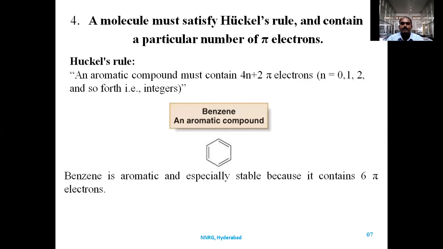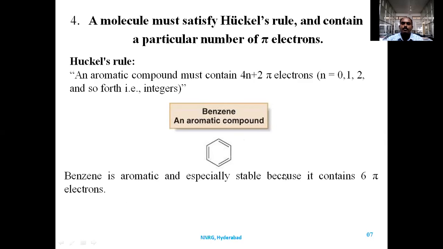Benzene is said to be an aromatic compound. Why is benzene said to be an aromatic compound? Because it is a cyclic compound, it is planar. Why is it planar? It has sp2 hybridized carbons, so it is planar trigonal. So benzene is cyclic, planar, and has complete conjugation. And the last point, benzene satisfies a particular number of pi electrons, that is 6. Benzene is aromatic in nature, especially stable because it contains 6 pi electrons.